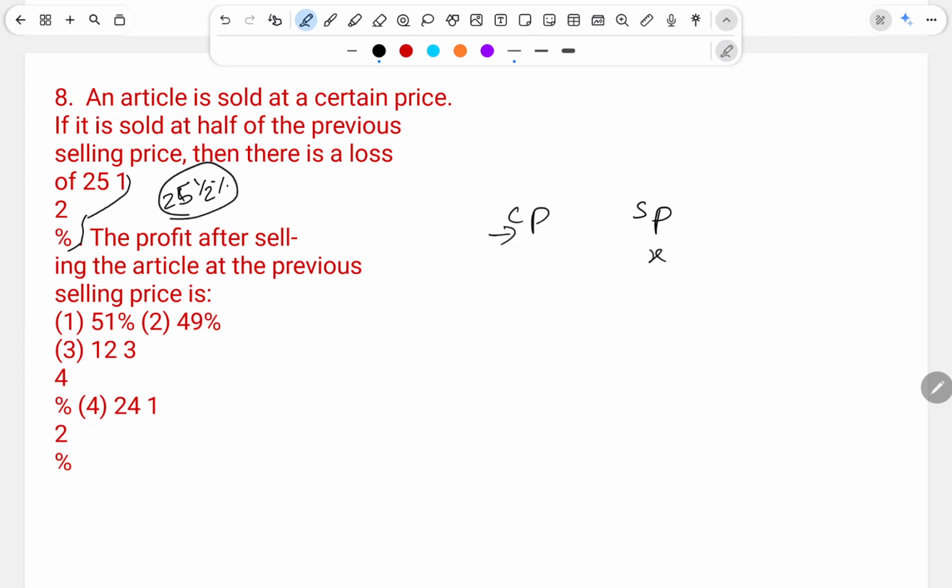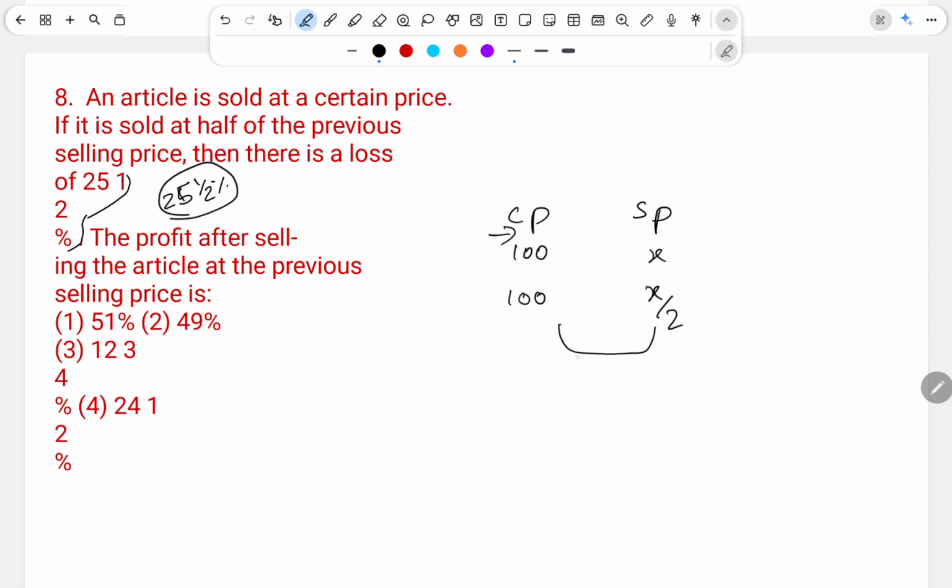If it is sold at half of the previous selling price, then there is a loss of 25 1/2 percentage. The profit after selling the article at the previous selling price is, so now there is a loss. So what is CP? We don't know. Let it be 100. Here also 100.